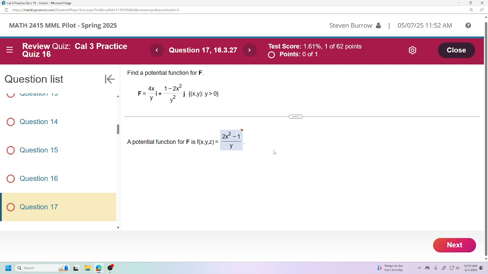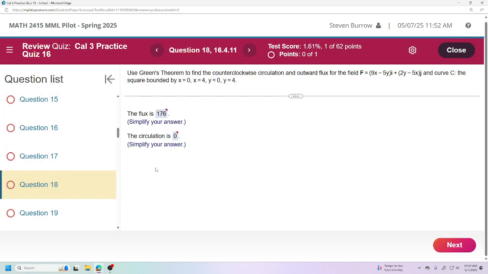Whoa, whoa, whoa! It looks like they've done something very wrong here. There's no C. So yeah, you do whatever you need to do by putting plus C or not.